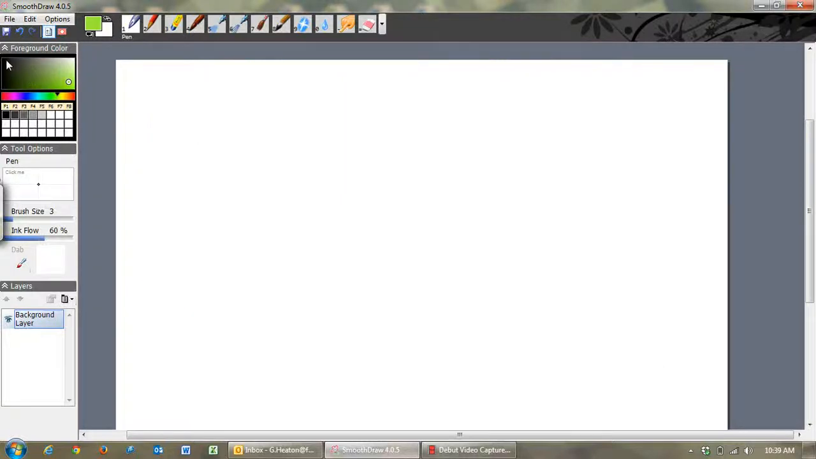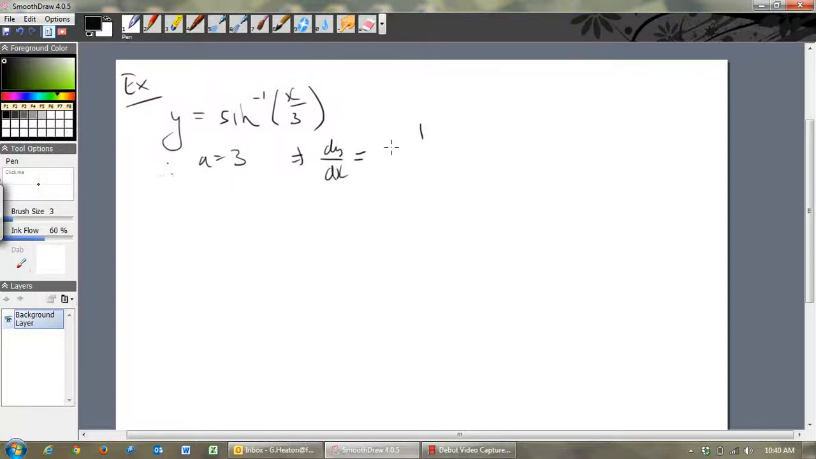So let's do an example. Got y equals sin^-1 of x over 3. There are two ways to do it. You could either use that formula. The formula says, in this case, a is equal to 3, because it's x over a. So therefore, your derivative with respect to x is equal to 1 over the square root of a squared, so that'll be 9, minus x squared. And so there you go, and that's it.